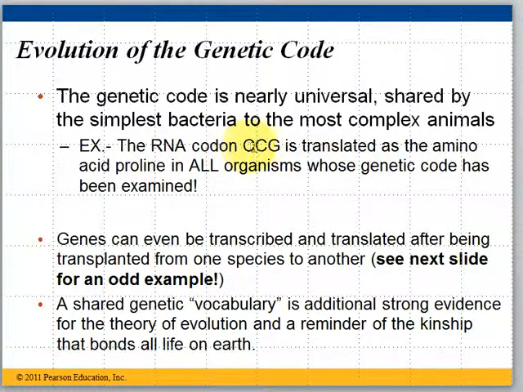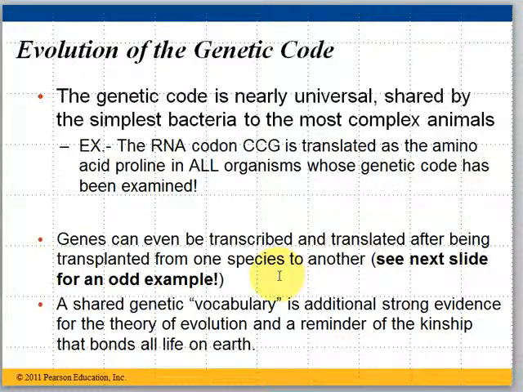If the RNA codon CCG is there, that gets coded for the amino acid proline, which means that every living creature is using the same genetic alphabet to build themselves. Well, that's a strong argument and strong evidence for common descent and the theory of evolution. Even what's even weirder is because all living creatures share this alphabet, so to speak, genes can be transcribed and translated after being transferred from one species to another.